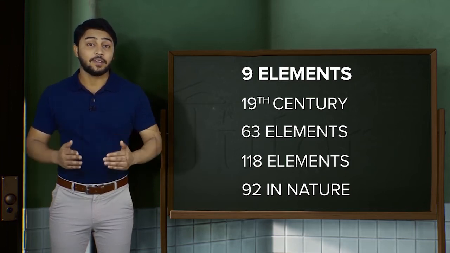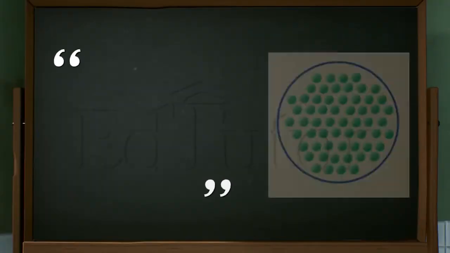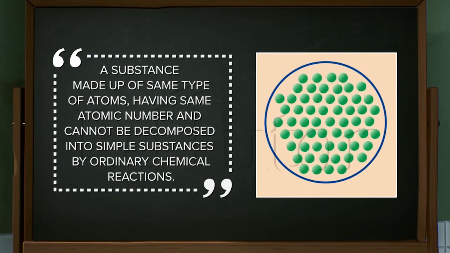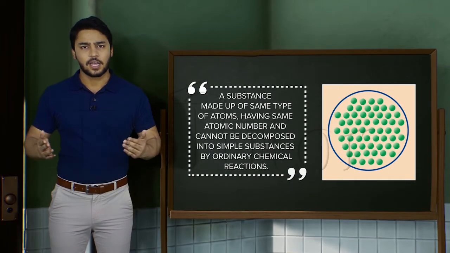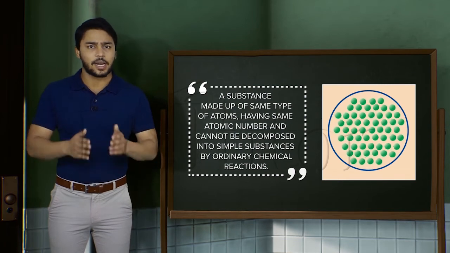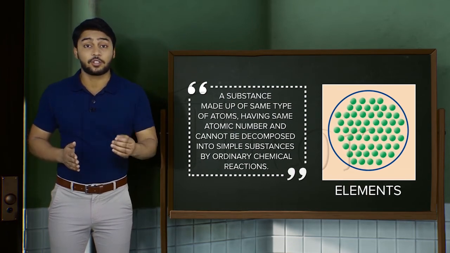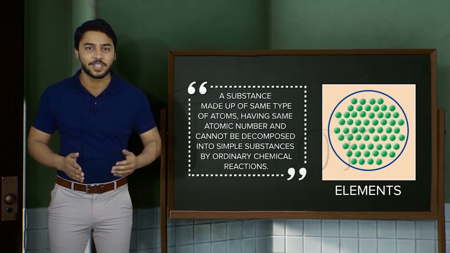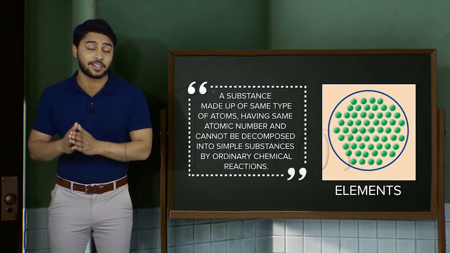So, beginning with the definition of element, it's a substance made up of the same type of atoms having the same atomic number and cannot be decomposed into simple substances by ordinary chemical reactions. Thus, it can be deduced that each element comprises a specific type of atoms possessing unique characteristics.